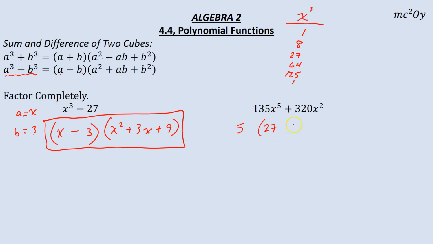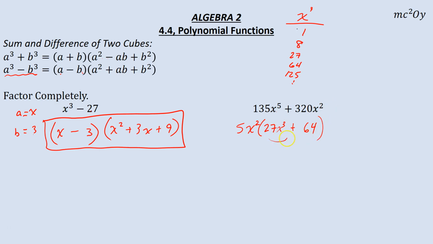Okay, that gives me 135. And 5 times 64 gives me 320. And then I could take out, looks like an x squared, the smaller number of x's. x squared times what is x to the 5th? Well, I need 3 more, so x cubed. x squared times what is x squared? Well, no x squareds. We don't need any more.